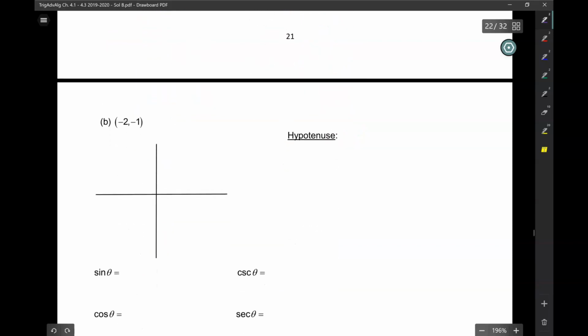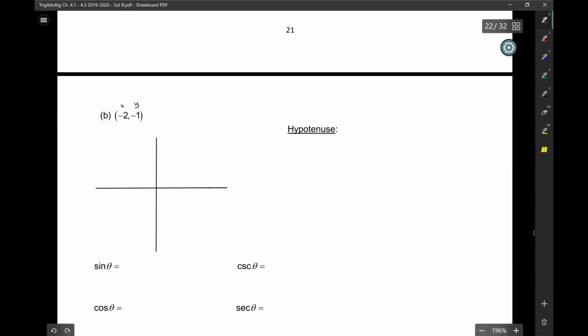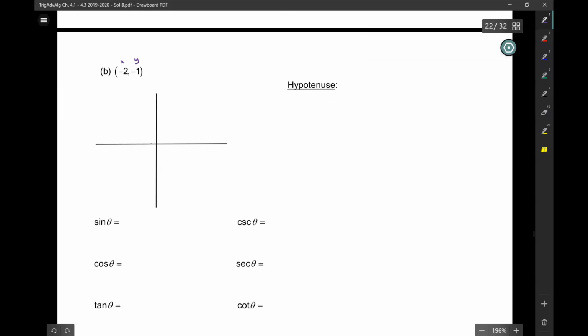Here I have another point. X is negative 2, y is negative 1. So I go to negative 2 and negative 1. My point is right there. Now, this is my y, this is my x. Theta is that little itty bitty angle right there.